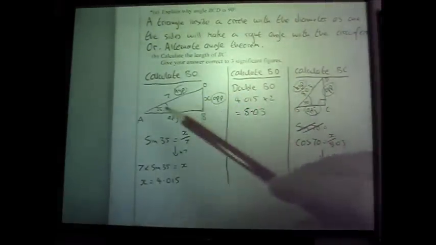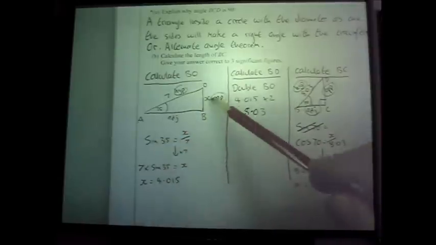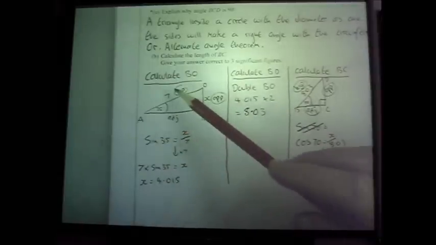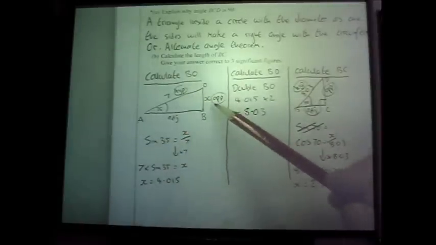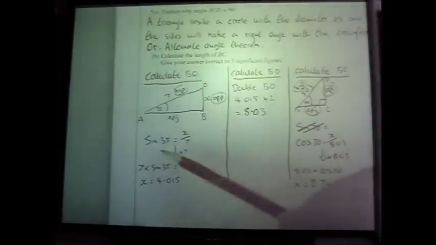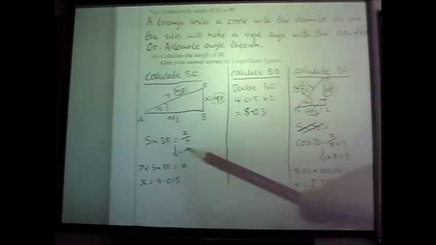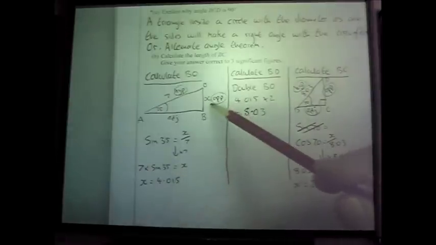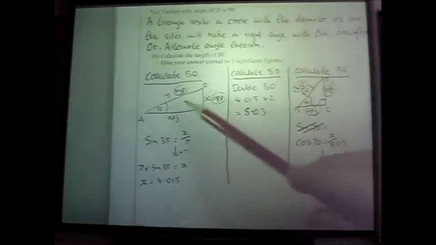So long side is the hypotenuse, then the opposite and the adjacent. I'm interested in these two here. So it's SOH CAH TOA. So sin 35 equals opposite over hypotenuse. So it's x over 7.